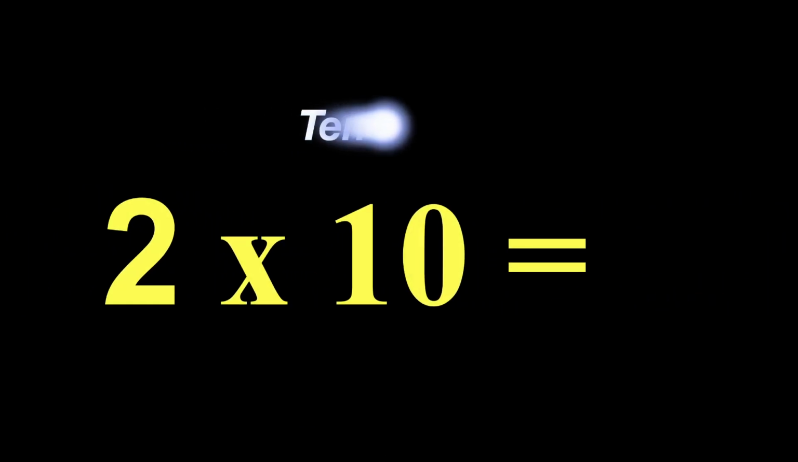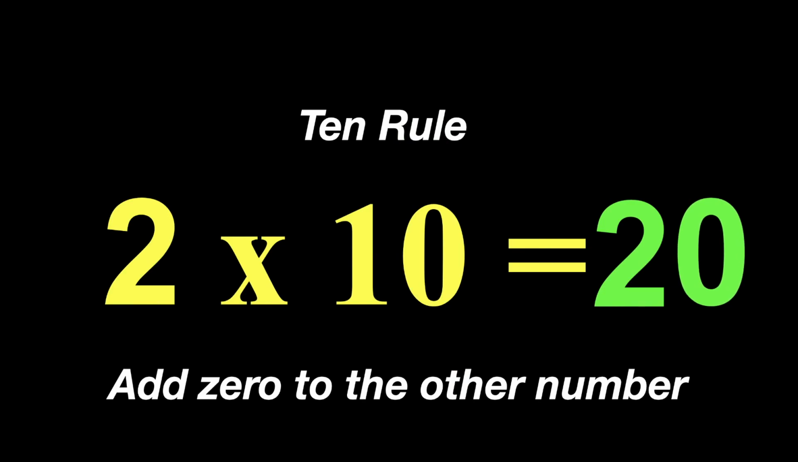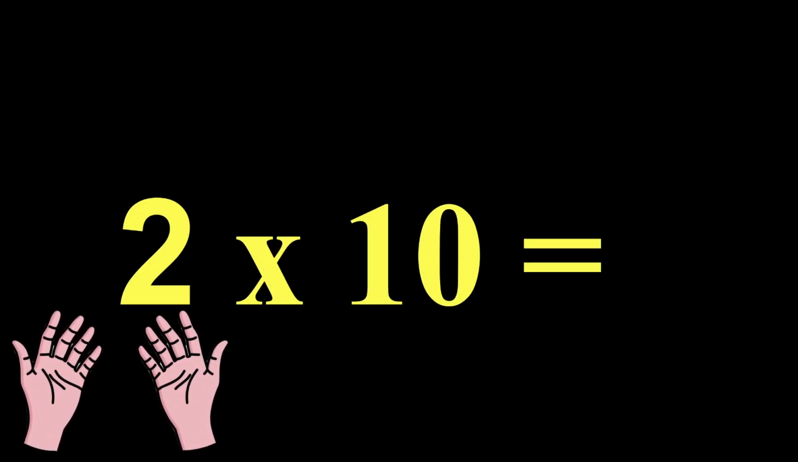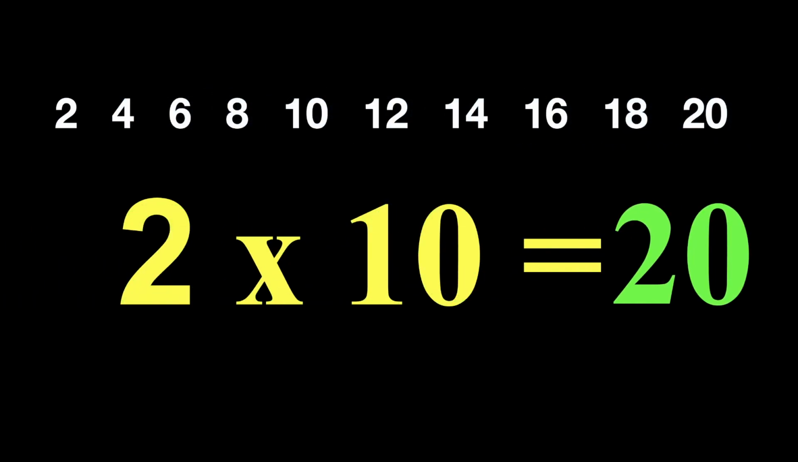2 times 10. That's the 10 rule. Add a 0 to the other number, which in this case it's 2. So take the 2 and put a 0 at the end. Or you could just kind of do it counting by twos, right? And if you just go 2, 4, 6, 8, it would go all the way up to 20. And either way really would work.